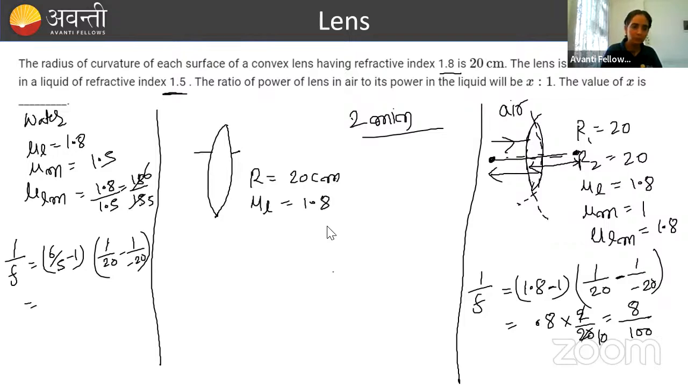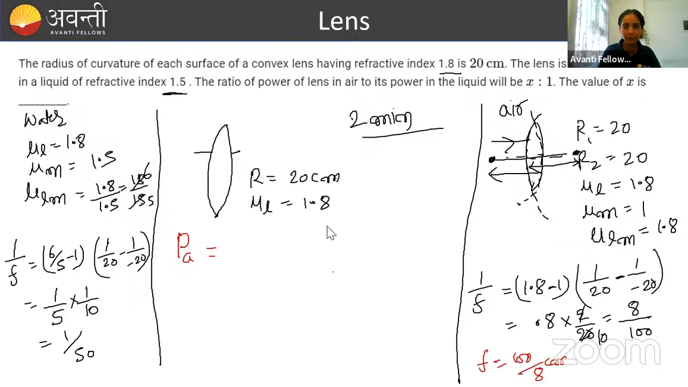Now, 6 minus 1, that is 1 by 5, into 2 by 20, that is 1 by 10. So this is 1 by 50. Now, we have to calculate the ratio of power of the lens in air. So what is the power of the lens in air? 1 by f is 8 by 100, or you can say the focal length is 100 by 8 centimeter.